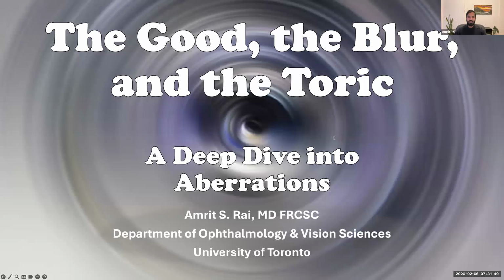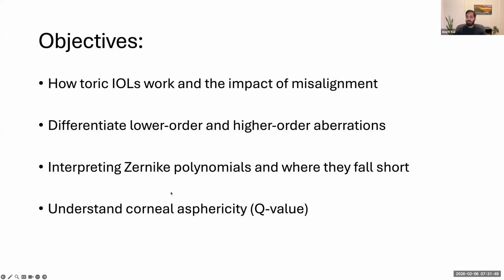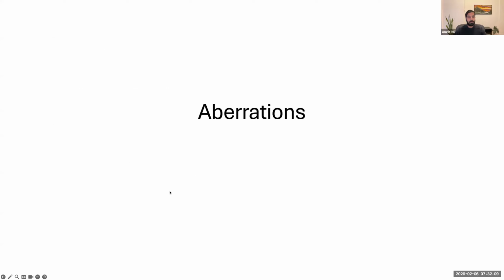So let me just share my screen here. Thanks for that introduction, and thanks for the opportunity to speak. The title of my talk today is The Good, the Blur, and the Toric. And these are our objectives. So we're going to talk about how toric IOLs work and what is the impact of misalignment. We're going to differentiate lower order and higher order aberrations. We're going to look at the Zernike polynomials, that black box, and see where they fall short. And then we're also going to try to understand corneal asphericity, or the Q value. So there's a lot to cover today.